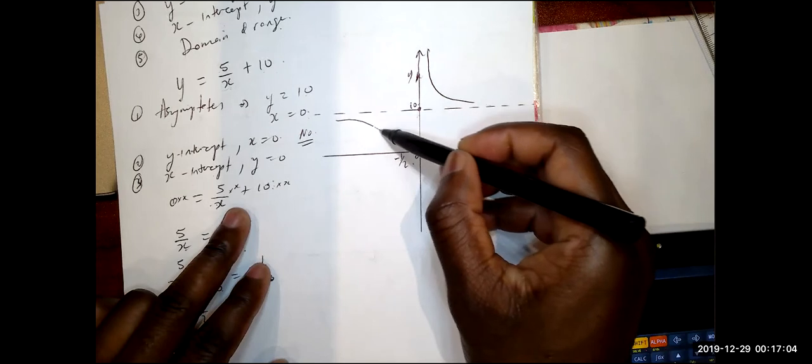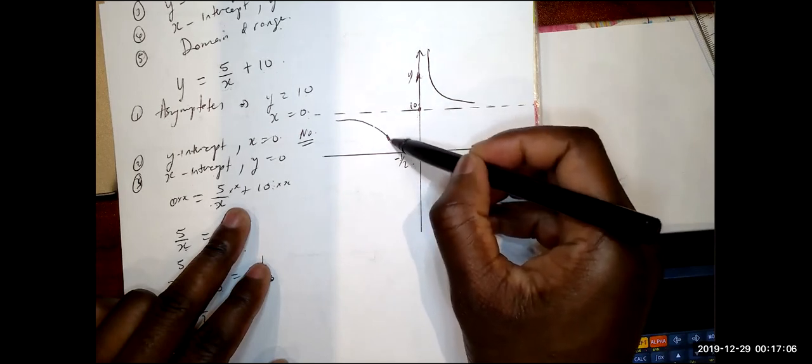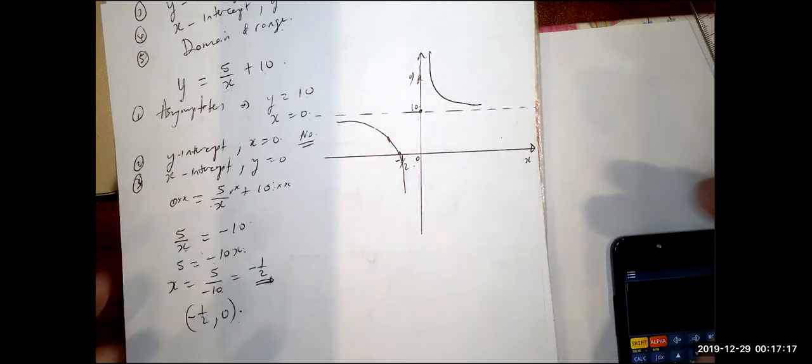But now you can see that it's going to touch the x-axis in this case. So it's going to cross at negative 1 over 2. That's where it actually crosses there. Okay, so that's where it crosses. In other words, here you're almost done.